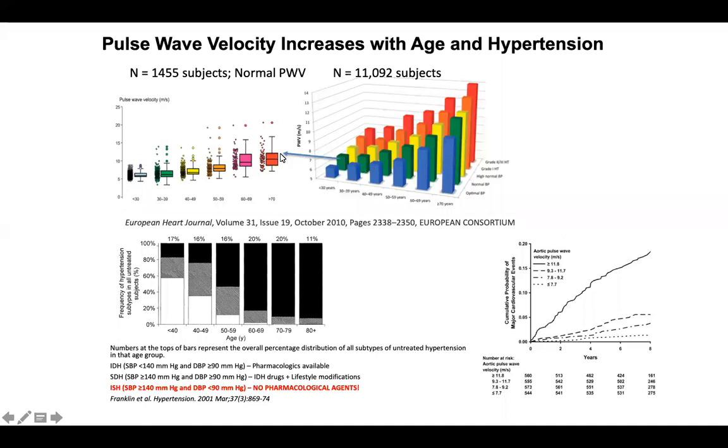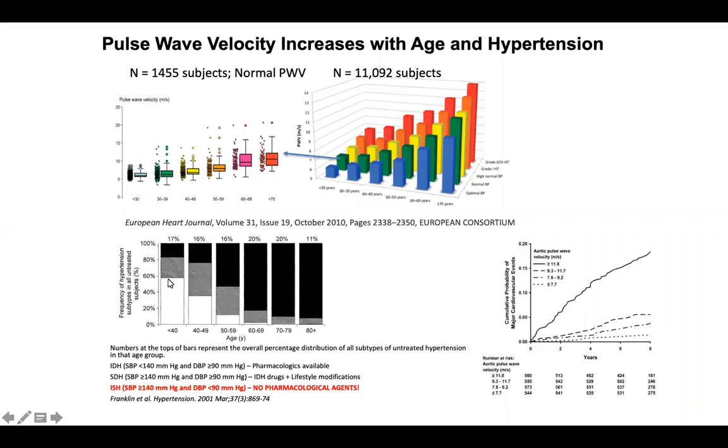And if we consider just normal blood pressure, this data on the left shows what happens to pulse wave velocity. You can see that with just age, even if blood pressure is normal, there is a significant increase in pulse wave velocity. And this correlates to, as shown here, a huge increase in the risk for cardiovascular events, with the highest quartile showing a remarkable increase in risk compared to the lowest quartile of pulse wave velocity.